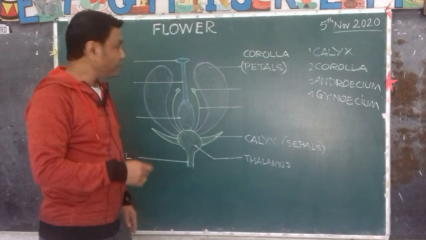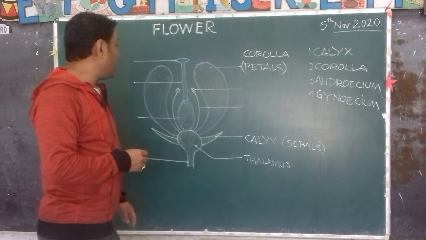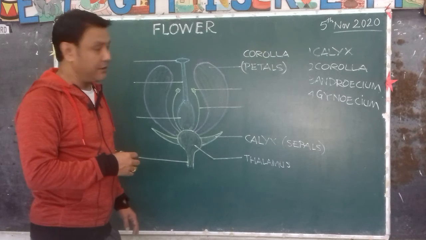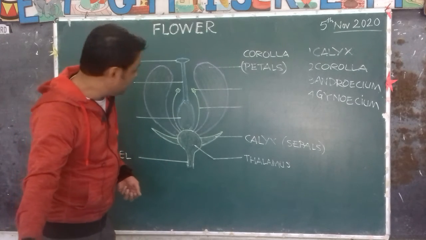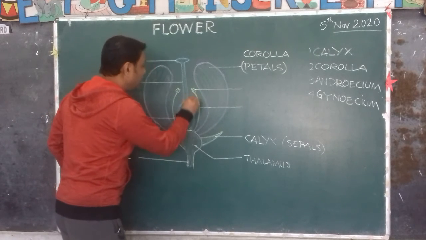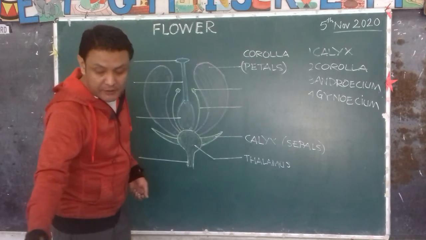Now, the most important parts of the flower as far as sexual reproduction is concerned is the androecium, the male part of the flower. As you can see, there is a stalk, the male part of the flower. This is the androecium. The whole structure is called the androecium, as you can see, the green one.